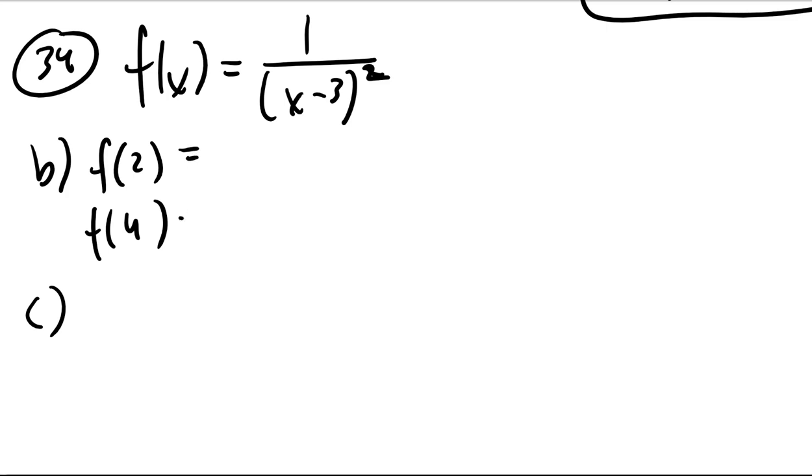I'm going to do this part first because it looks to be the easiest. If I plug in a 2 here, I get -1. Square it, you get +1. 1 over +1 would be 1. Plug in a 4, looks like you get the same thing.